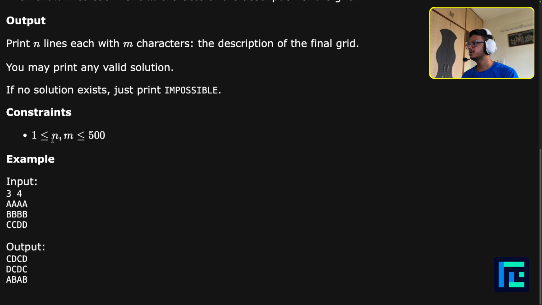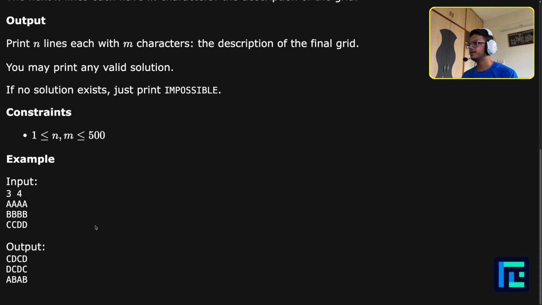The constraints say n and m are less than or equal to 500. So how many total cells can there be at most? It can be 500 into 500, which is 25 into 10 to the power 4, which is 2.5 into 10 to the power 5. So you can traverse this matrix once. You can also do some logarithmic number of n into m operations. Yeah, so the example they have given here.